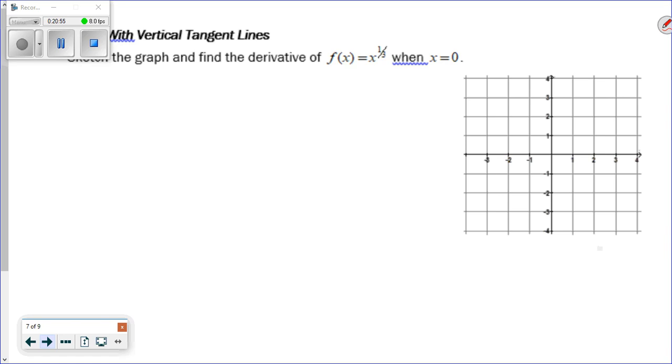One other scenario we want to look at. So this time we're going to use the function f of x equals x to the 1/3 power, which actually is the same as the cube root of x. If you think back to your parent functions, this graph looks something like this. And maybe I can do a better job of that. Something like that. Okay, so we're essentially going to do the same thing.